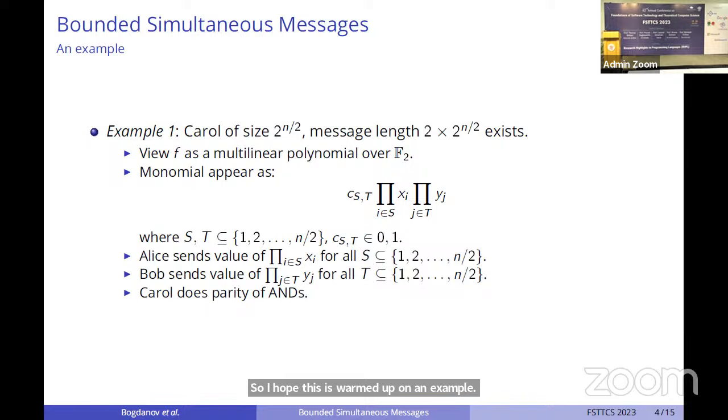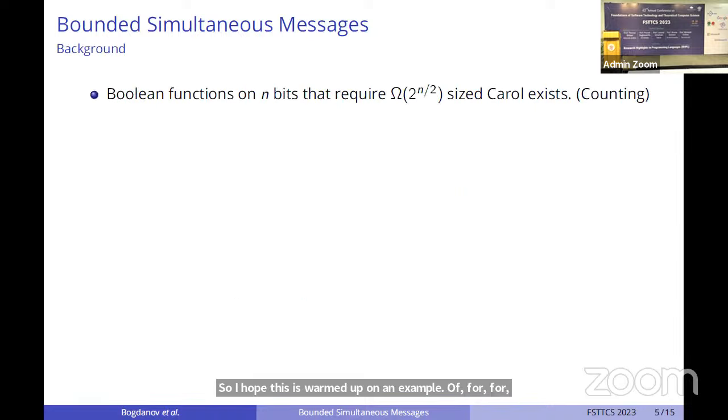So it turns out that this is somewhat the best that you could hope for. In fact, by a counting argument, you can show that there are Boolean functions on n bits, where again the first n by 2 bits and second n by 2 bits form the x and y.